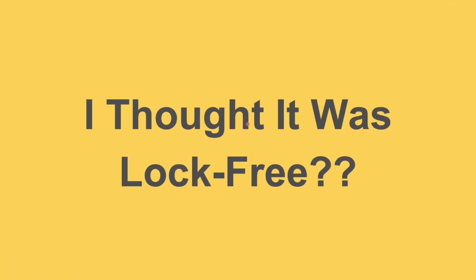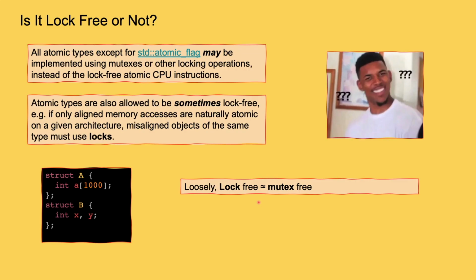Up next, there's yet another big confusion for std atomic, which is if it's implemented using a lock or not. Loosely, when you don't use mutexes, you call that lock-free programming. But this, in reality, does not hold. The standard mentions two important things about atomic variables. Number one, all atomic types except for std atomic flag, which I didn't cover in this video, may be implemented using mutexes or other locking operations instead of the lock-free atomic CPU operations.